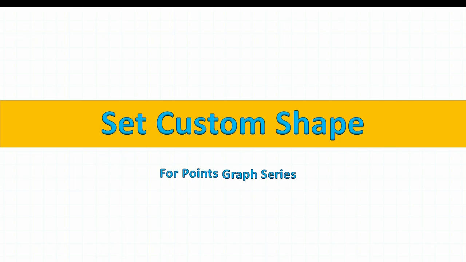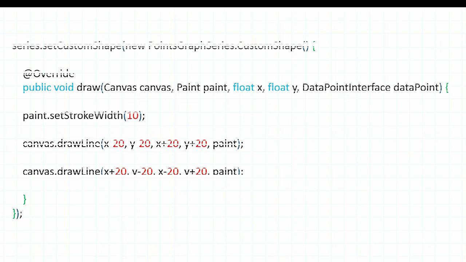In the last video, we learned how to create a points graph series, and in this video we are going to learn how to create a custom shape for that series. So let's start. For creating a custom shape, we will have to use a method called setCustomShape of the PointsGraphSeries class, and in this method provide a new instance of PointsGraphSeries.CustomShape, and override the method public void draw. Using these parameters we can draw any shape that will be our data point. So let's have a look at how to draw.